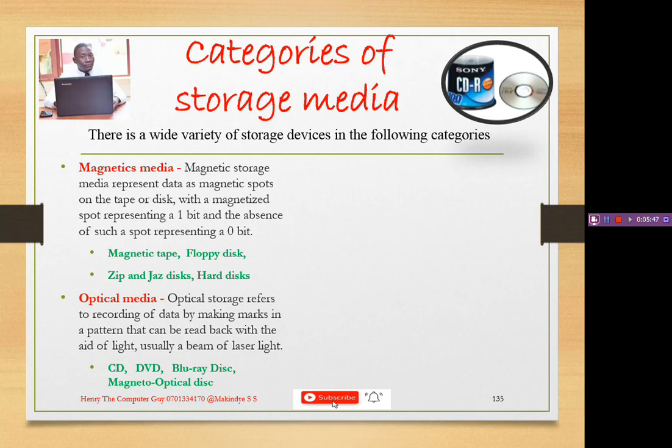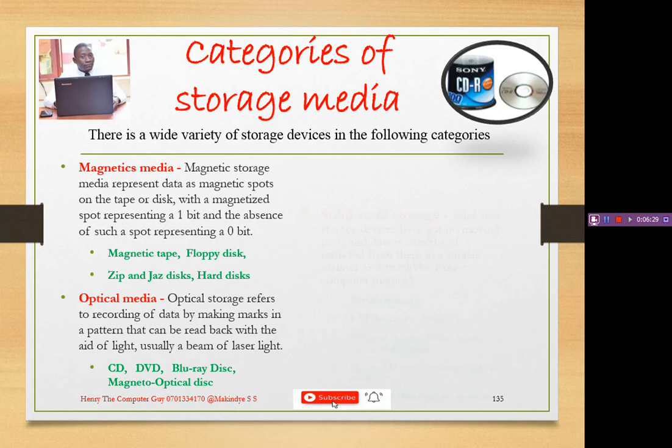Then we have the optical media. And they're telling us that optical storage refers to recording of data by making marks in a pattern that can be read back with the aid of a light, usually a beam of laser light. So these are specifically the ones we call optical, and optical comes from light or optics. So that means that we have some of the examples where we have the CDs, the DVDs, the Blu-ray discs, and other magneto-optical discs. Remember, the magneto-optical have combined the features of the magnetic and the optical. So these ones have two combined features of magnetic and optical.